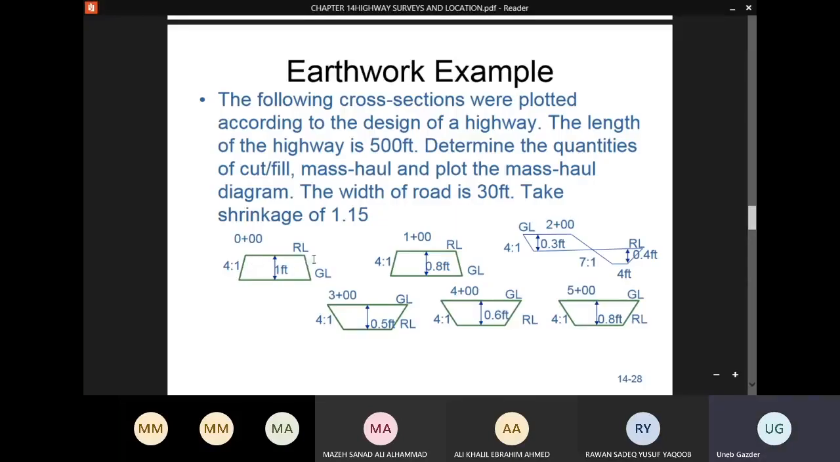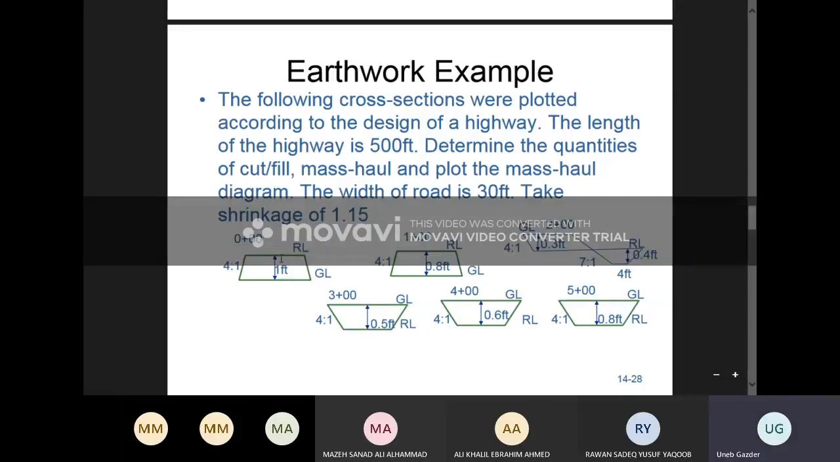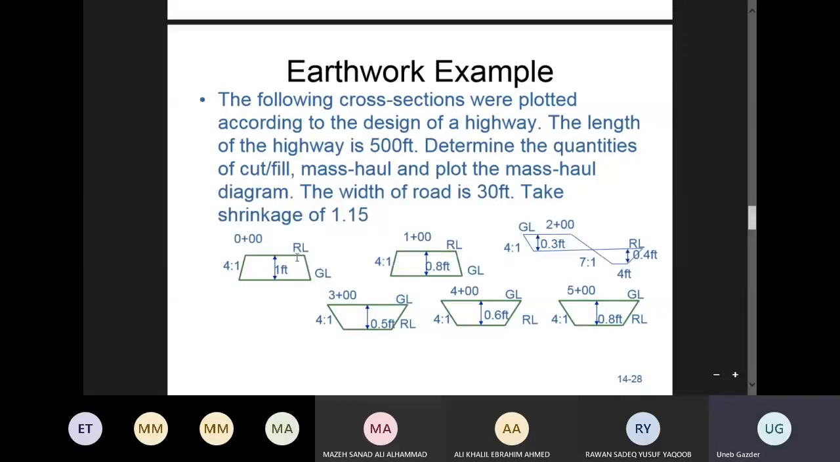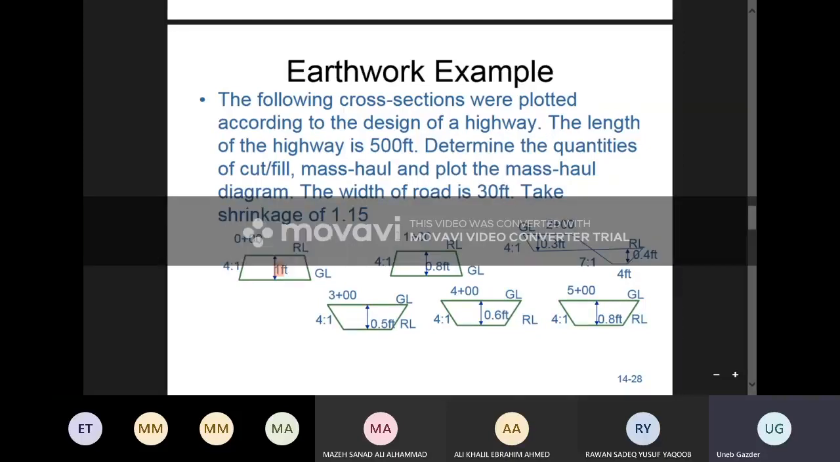So you take the first station, 0+00. The width of the road is given as 30 feet. You see RL here means road level, GL here means ground level. So the width of the road level is how much? 30 feet. The difference between the road and the ground is 1 foot.